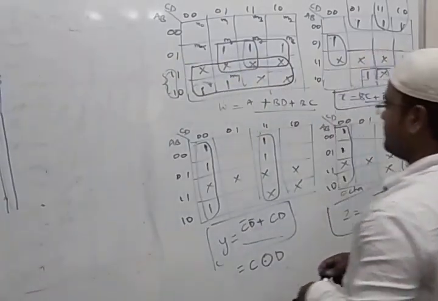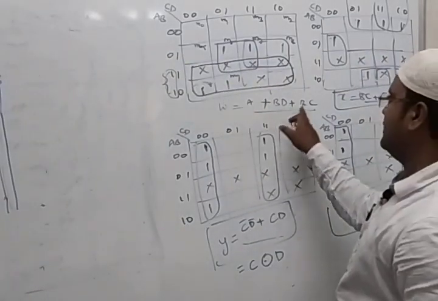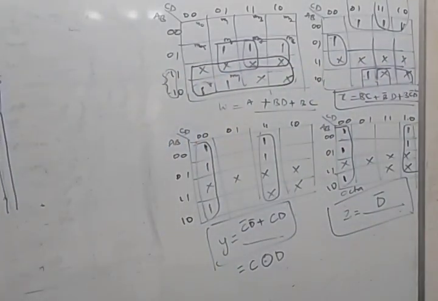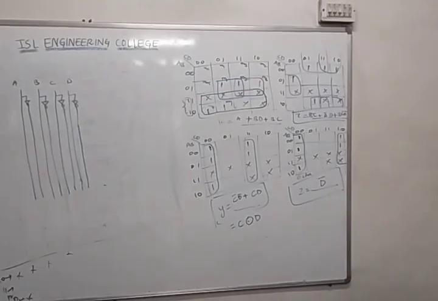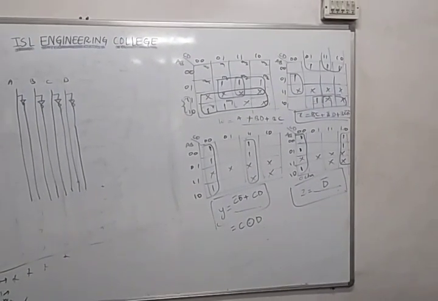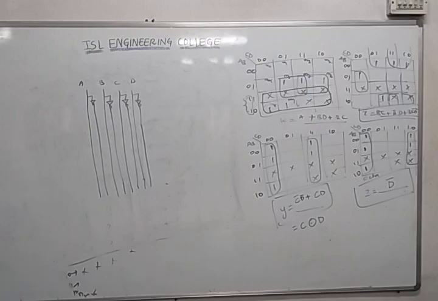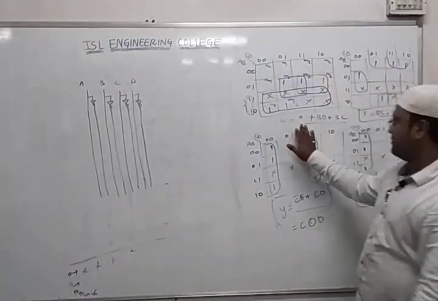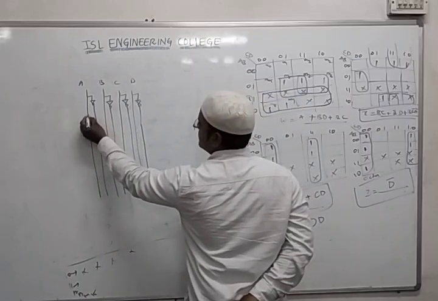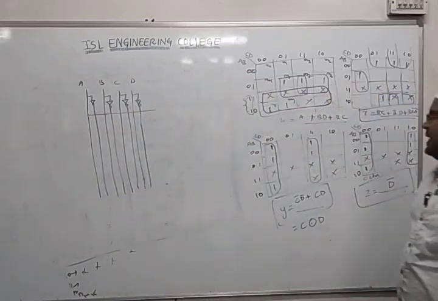Next, for W we have the value A plus BD plus BC. That value we need to write. For that, I am writing that particular value. So we have A, B, C, D, which I took. I am going with the vertical approach. First I have A plus BD plus BC, so I want A first. I am taking the connection from A. Then I want BD plus BC.